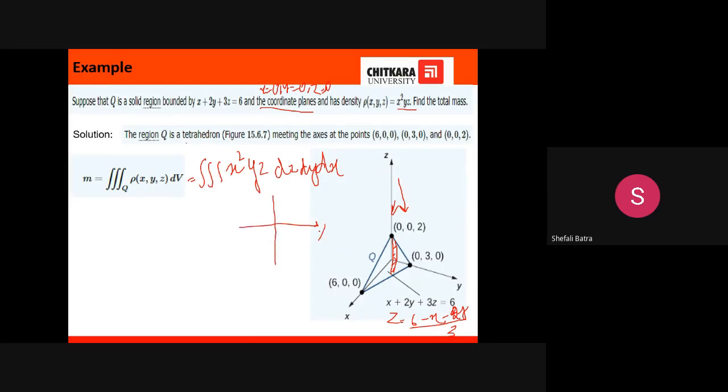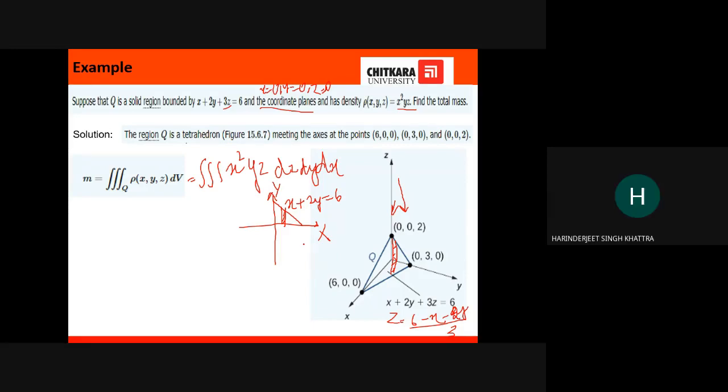This is your x and this is your y, right? And you are making this line. In the xy plane, z is 0. So we have written this line as x plus 2y is equal to 6. Now you need the limit of y, so I'll be making a vertical strip parallel to the y axis. Now tell me, what will be the limit of y?